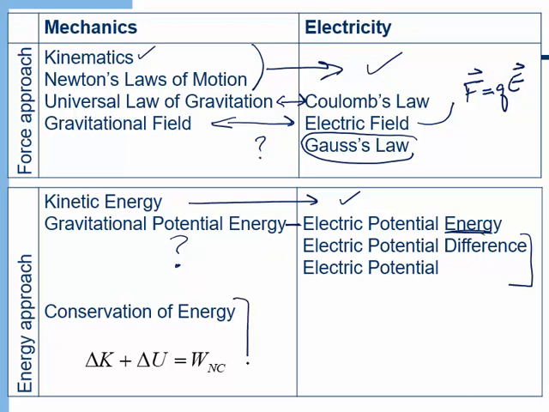Now, all the good stuff that you remember, hopefully, about conservation of energy is still going to apply for electricity. Effectively, we just have to know what is delta U. In other words, it's not gravitational potential energy anymore. It's going to be electrical potential energy. But otherwise, conservation of energy is going to apply just like it did before.